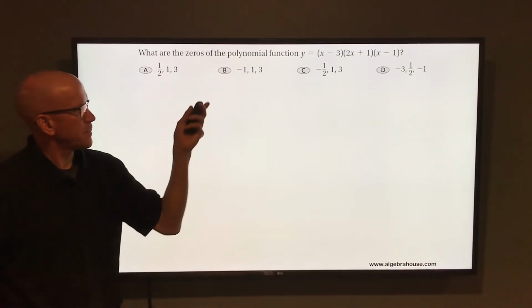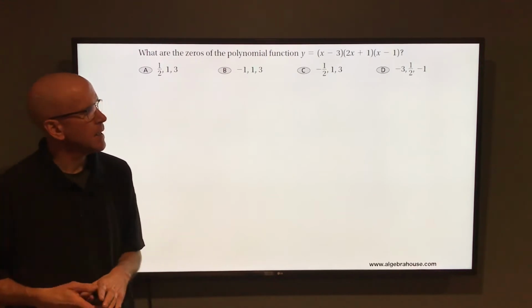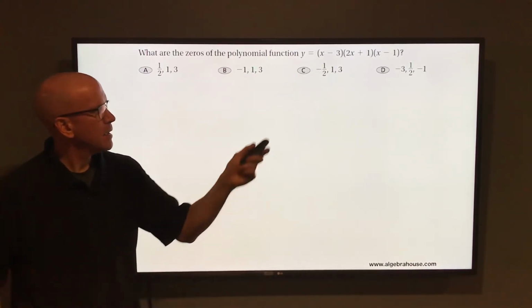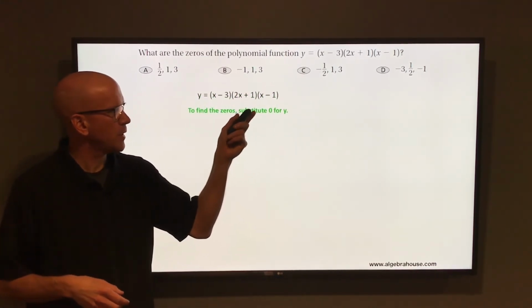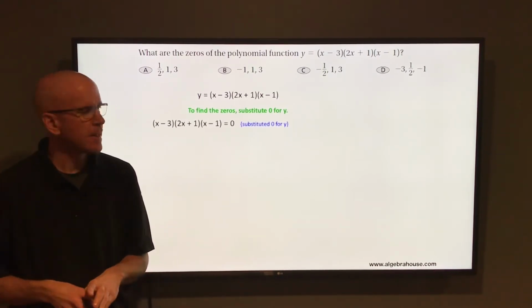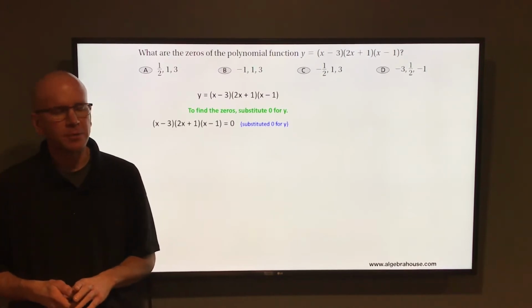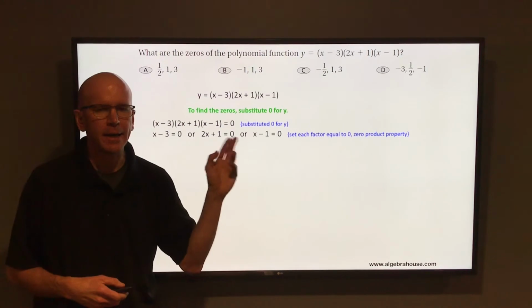What are the zeros of the polynomial function y equals x minus 3 times 2x plus 1 times x minus 1? Well, to find the zeros, just replace the y with 0. If you replace the y with 0, you'd have 0 equals x minus 3 times 2x plus 1 times x minus 1. There, the y gets replaced with 0. These three multiply together to equal 0, so set each one equal to 0. Set x minus 3 equal to 0, 2x plus 1 equal to 0, and x minus 1 equal to 0.